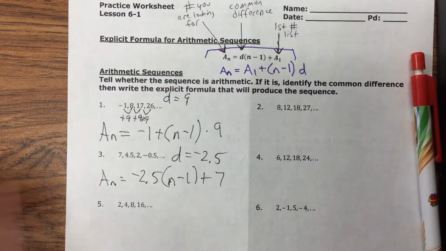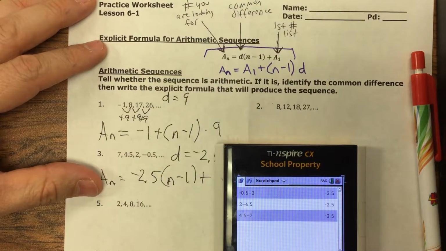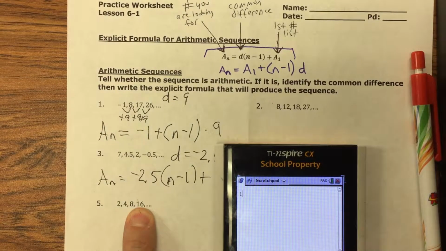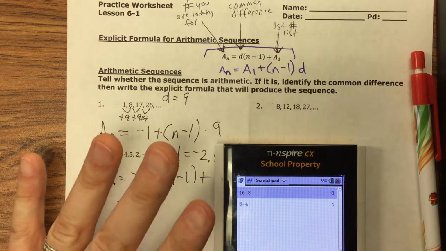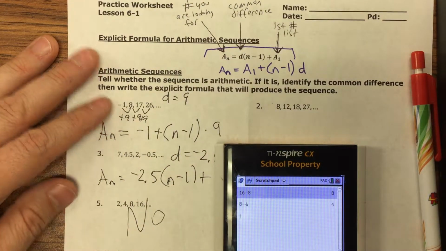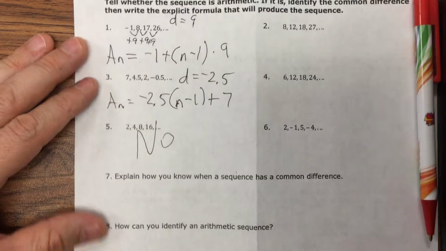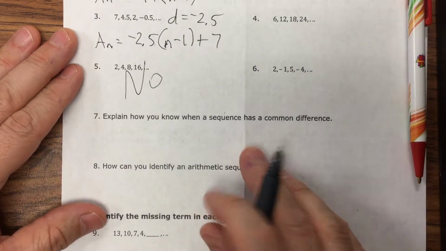Let's do number 5. Let's go back to the calculator, just to be consistent. 16 minus 8 gives me 8. 8 minus 4 gives me a different number. I stop right there. It is not an arithmetic sequence. I'm done with number 5. Okay? Number 7, explain how you know when a sequence has a common difference.